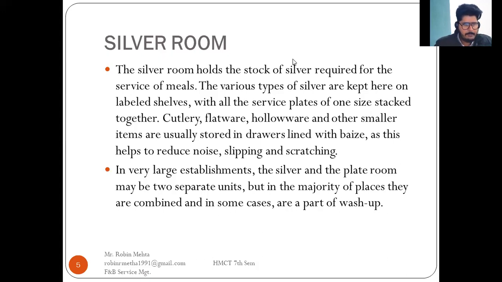And for the cutlery, flatware, hollowwares and other small items, hollowwares are the big utensils in which we cook, or soup tureens, or ice wine chillers. These are the big equipment, so we stack them according to their height so that they can't fall down. Crockery, cutlery and other small items go in drawers lined with baize, a velvet kind of material, so that it reduces noise, slipping, and scratches.